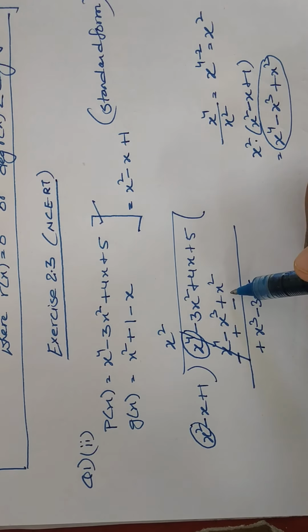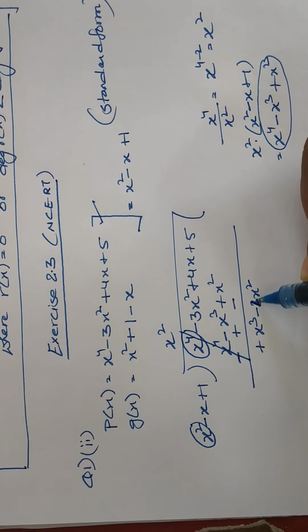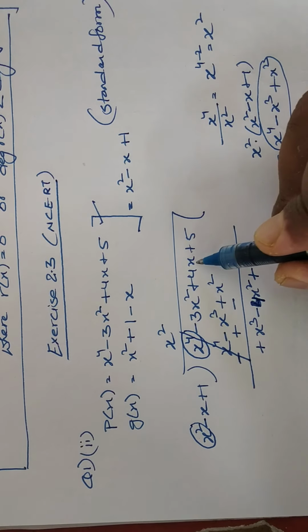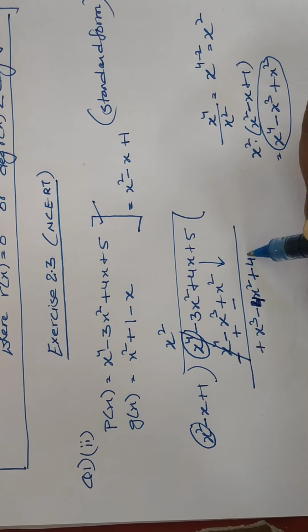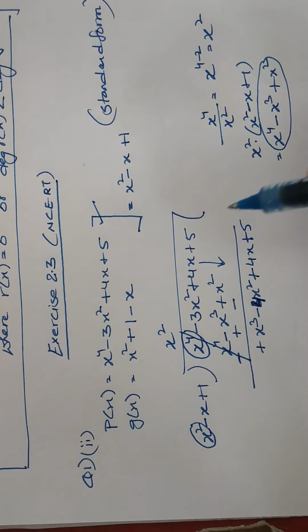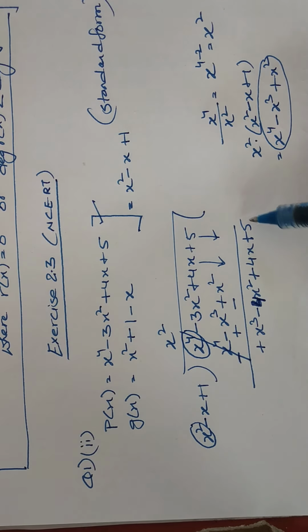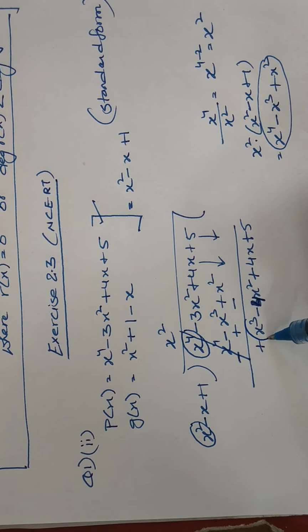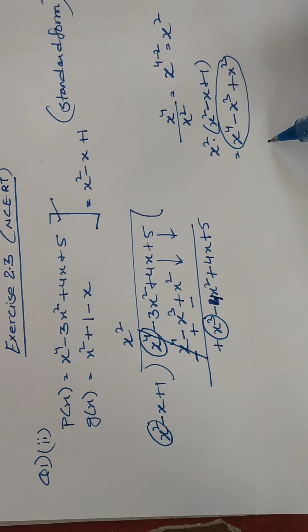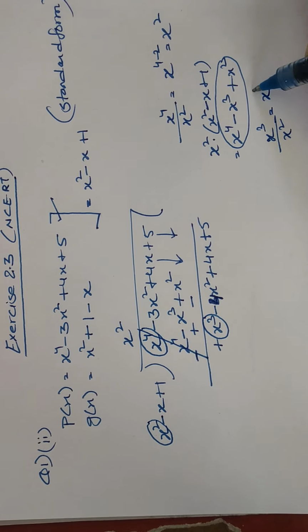Minus 3x square minus x square is actually minus 4x square. Then the next term is 4x plus 5. Now this is our new dividend. So again we will divide the first term of the new dividend by the highest degree term of the divisor, that is x square. Again by the law of exponents, 3 minus 2, that is x.